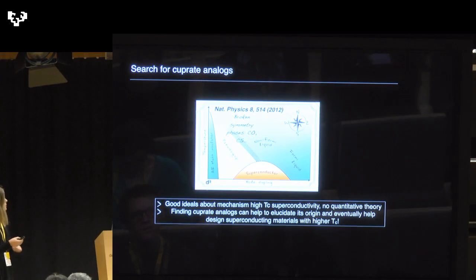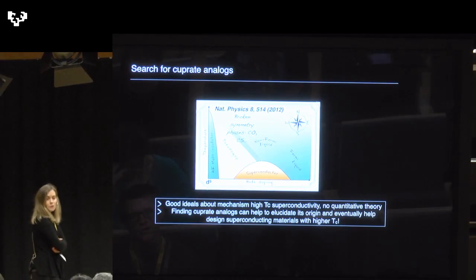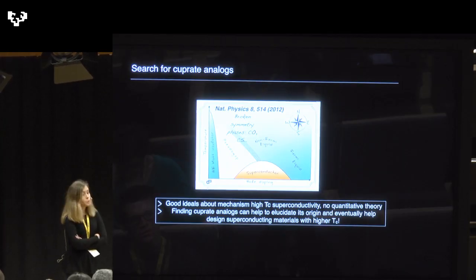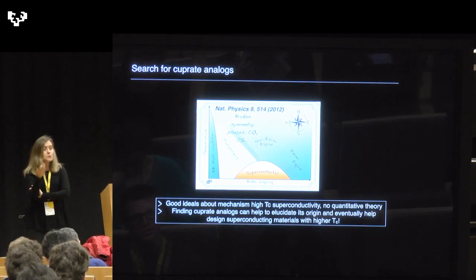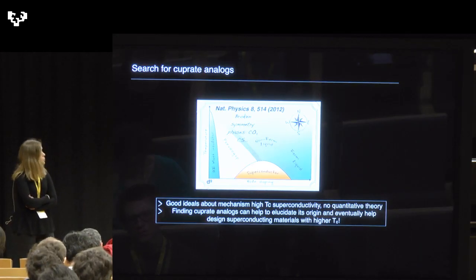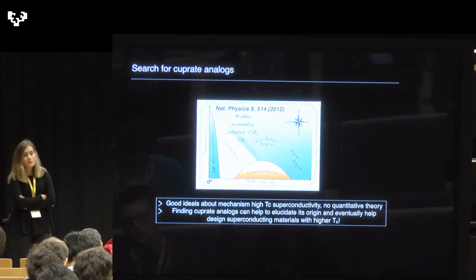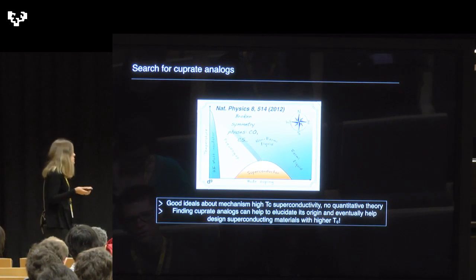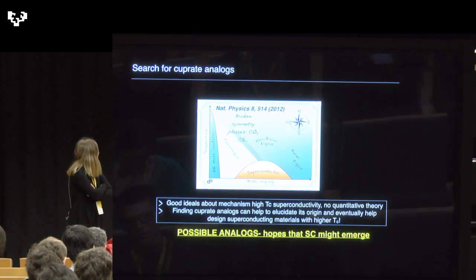However, in spite of having good ideas, perhaps too many ideas, about the mechanism of high-temperature superconductivity, there is no quantitative theory yet. So finding cuprate analogs has been perceived as a plausible strategy that can help in trying to elucidate the origin of high Tc and eventually perhaps even help us design superconducting materials with higher critical temperatures. At least that's the hope.